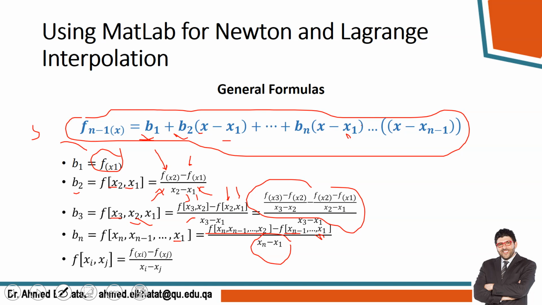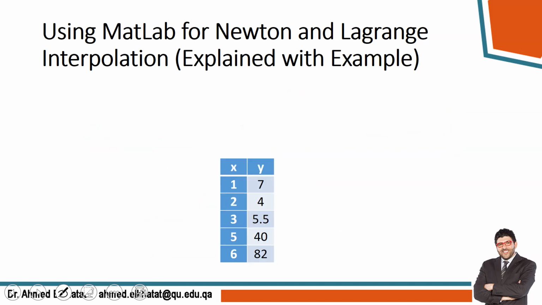Okay, now we can generalize it to be f(xi, xg) equal to (f(xi) minus f(xg)) over (xi minus xg). This is for generalization. Now let's go step by step on how to write the code, to understand the script for Newton. So we have this example.